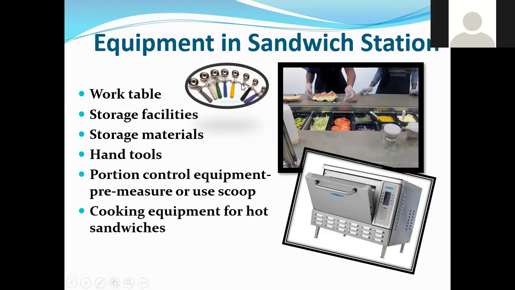These little things, they look like ice cream scoops, but they're actually called portion scoops. And if you look at them closely, on the inside of these scoops on the bale, it has a number, and that number corresponds with ounces, like how big of a scoop each one of those makes.